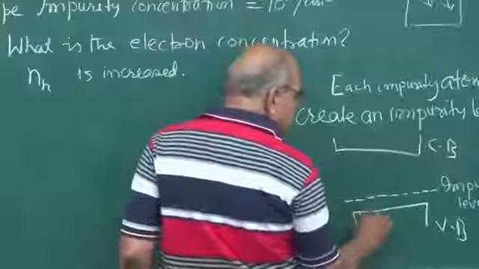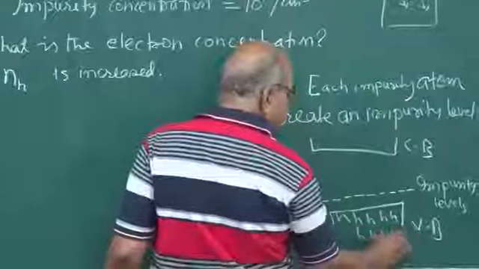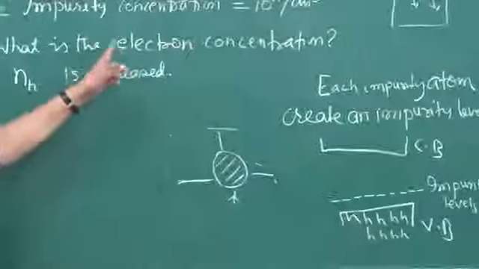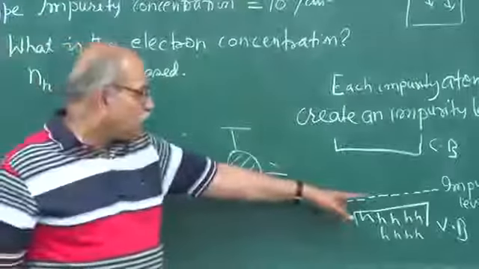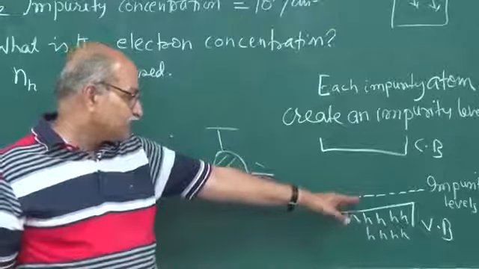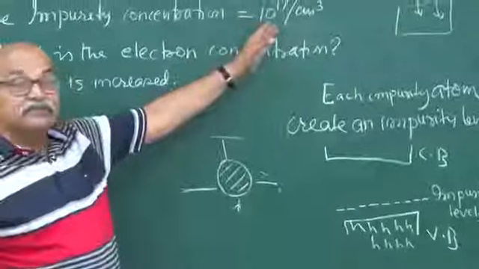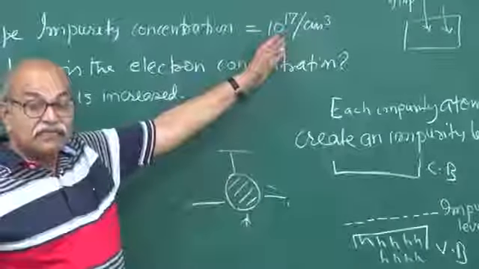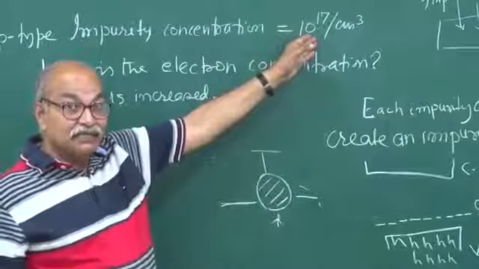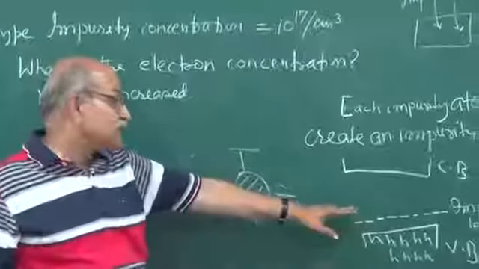So you have a large number of holes here. And since each impurity atom is creating one such level here, the number of levels, or number of quantum states, here is the same as the number of these dopants per centimeter cube. And remember, when I say quantum state, spin up and spin down, so it will be double of this. Those many quantum states will be created here.